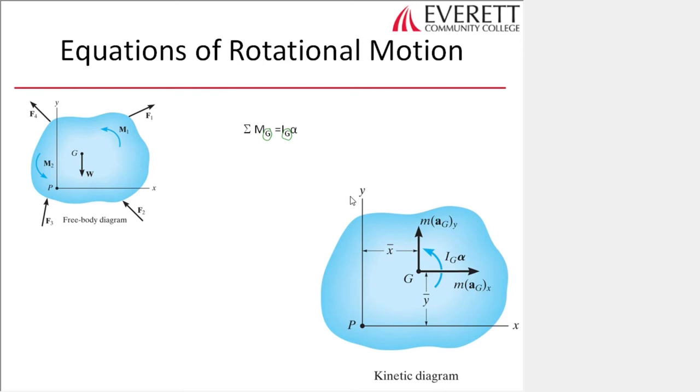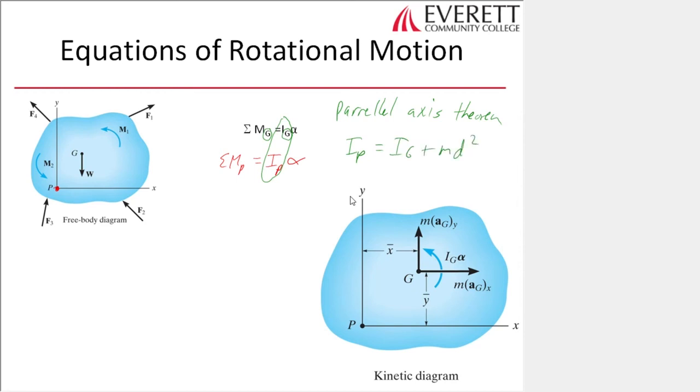So if we were to go to a different point, let's say we moved from G to P, we could write a very similar equation. We could say the sum of the moments about point P is equal to the moment of inertia about point P times alpha. We also know how to relate the moment of inertia of P and the moment of inertia of G. How can I relate those two? Parallel axis theorem. Very good. So, parallel axis theorem, we have I_P is equal to I_G plus m d squared.